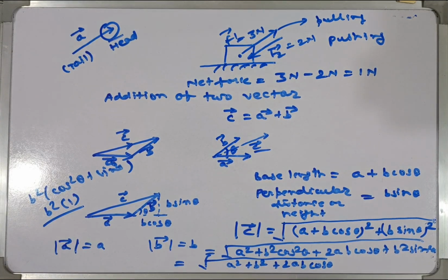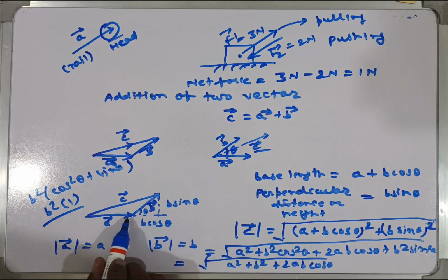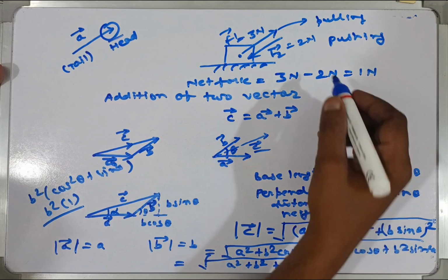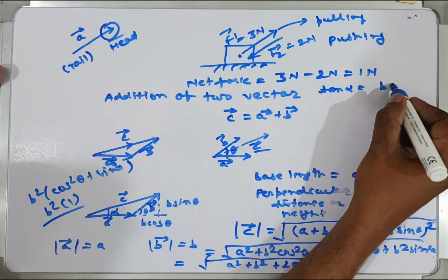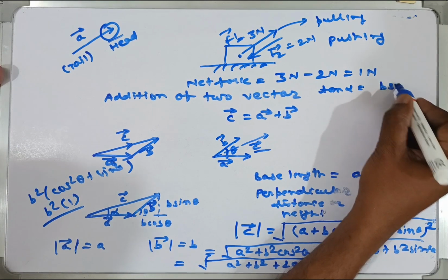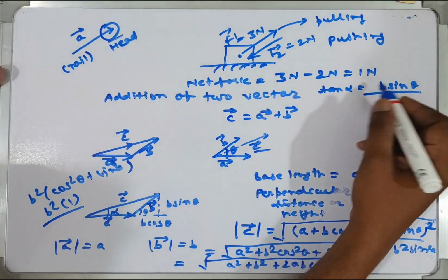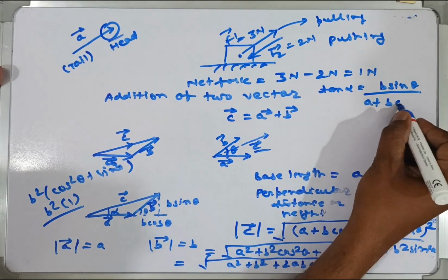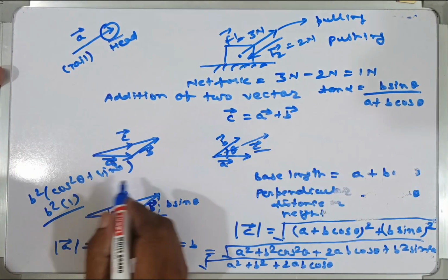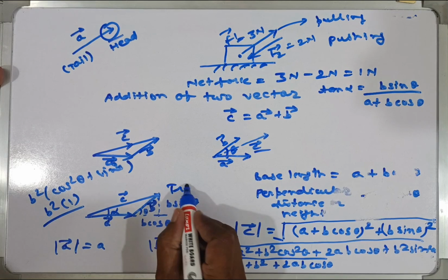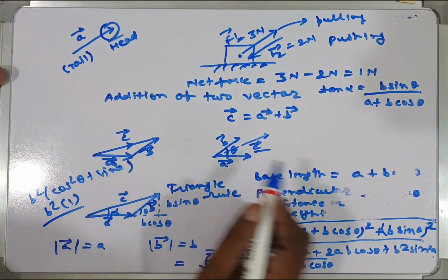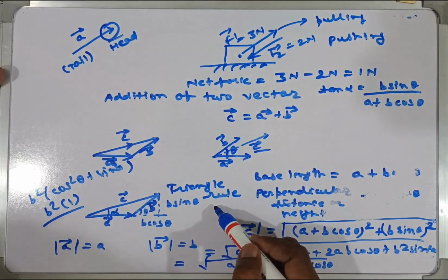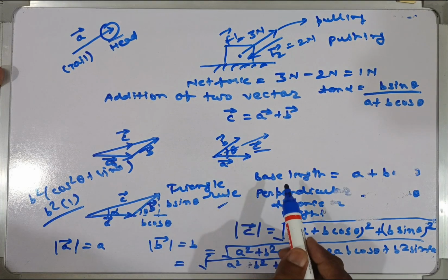So what will be the angle? If this is the alpha angle, we can write tan alpha equals B sin theta by A plus B cos theta. So this follows the triangle rule. So addition of two vectors follows the triangle rule.